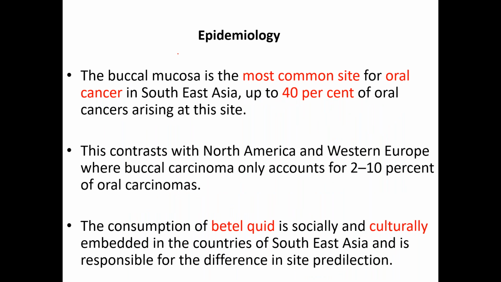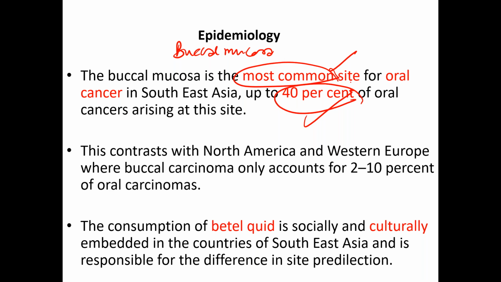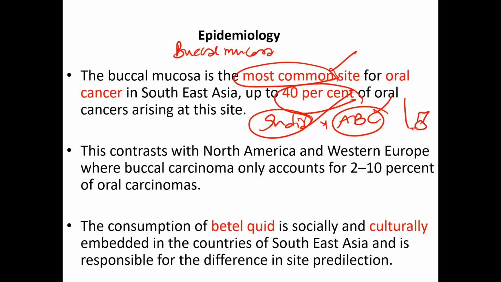Epidemiology. What is the importance of buccal cancers? Buccal mucosa cancers are the commonest. It is 40% of the oral cancers in India. For example, in India this is called ABC, alveolobuccal cancer. This is the buccal, this is the mandible, and this is the mandibular molar, and this junction is where they keep the betel quid. They eat the pan, put it here and spit it out. So betel quid, pan, pan masala.